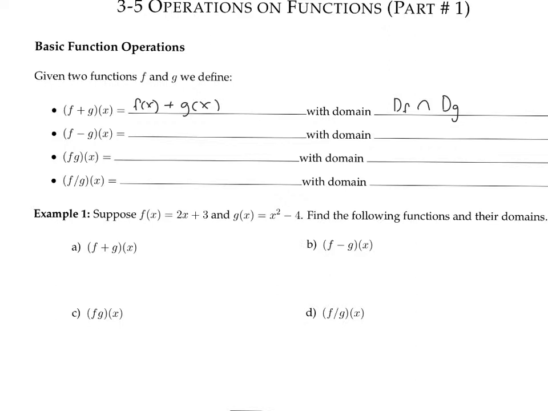What do you think this f minus g in parentheses of x means? f of x minus g of x. And similar reasoning for the domain applies. It has to work in f and it has to work in g. So it's domain f intersect domain g. Or what do you think is meant by fg? f of x times g of x. And once again, the domain is domain f intersect domain g.